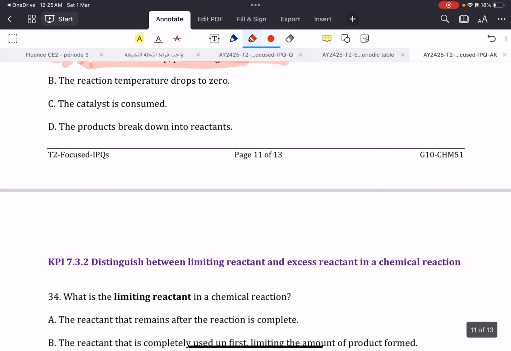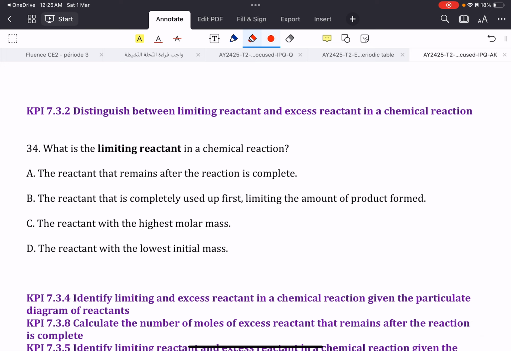What is the limiting reactant in a chemical reaction? The limiting reactant in a chemical reaction is the reactant that is first finished, first used up. And because it is used up and finished, the reaction has to stop. So the answer is B. The reactant that is completely used up first. Now, next.